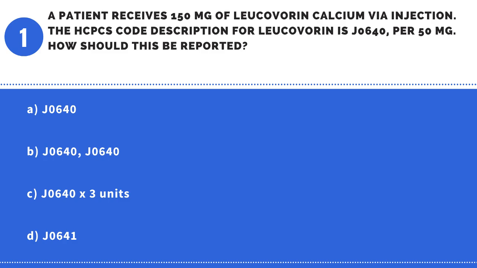Question 1. A patient receives 150 milligrams of leucovorin calcium via injection. The HCPCS code description for leucovorin is J0640 per 50 milligrams. How should this be reported? A. J0640. B. J0640, J0640. C. J0640 x 3 units. D. J0641.